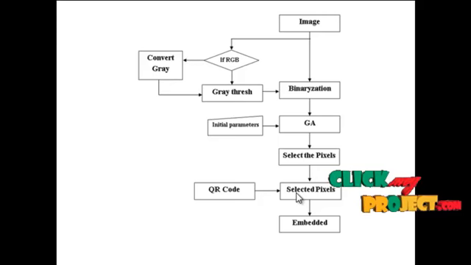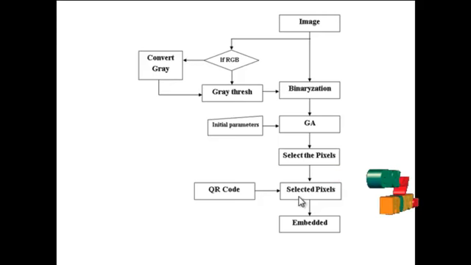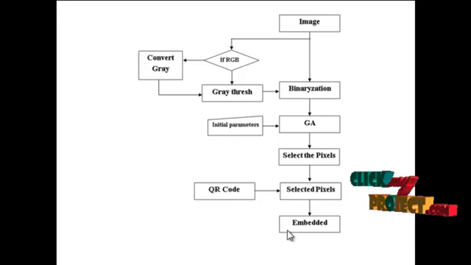If the QR code is embedded in the selected pixel, then it goes to the embedding process. After the embedding, the QR code is embedded in the color image, and this is the result of embedding the QR code in the color image. Then we retrieve the QR code from the embedded image, and then we analyze the normal QR code to decode the message and make the decoded image visible.